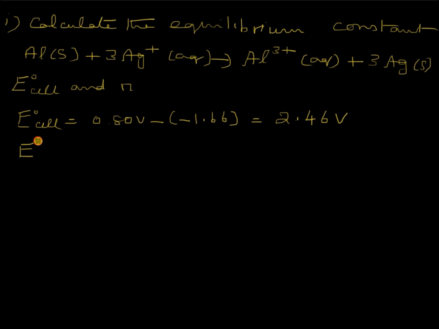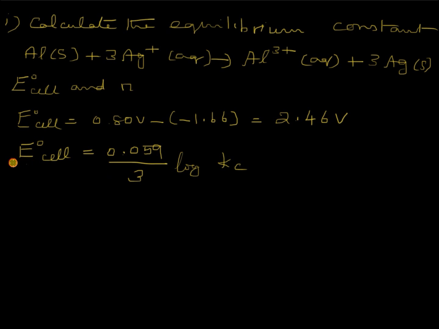Let us write the relationship now. E naught cell is equal to 0.059 by n log Kc. What is n here? Aluminium, being a trivalent metal, loses 3 electrons, and to balance the charges 3 silver ions have gained those electrons to form 3 silver atoms. So the number of electrons lost equal to number of electrons gained is equal to 3.